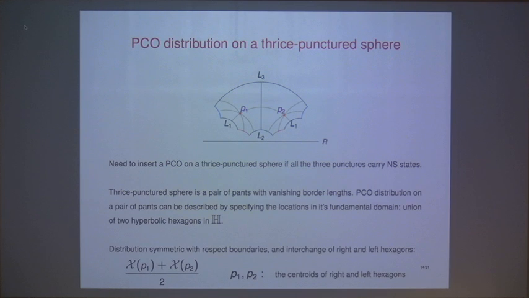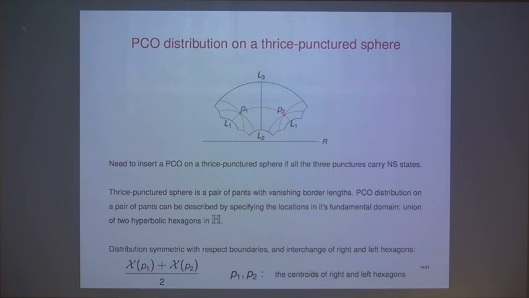So we can try to distribute PCO on a thrice punctured sphere. So this is the starting point. We need to insert one PCO on a thrice punctured sphere if all of the three punctures carry NS states. We can think of a thrice punctured sphere as a pair of pants with vanishing border length.